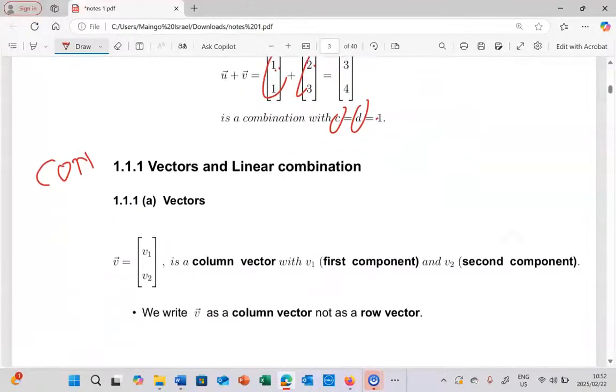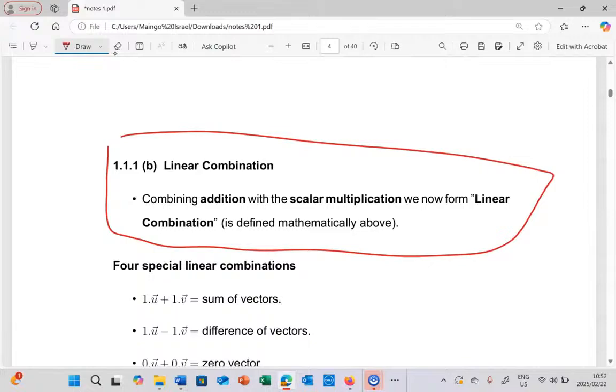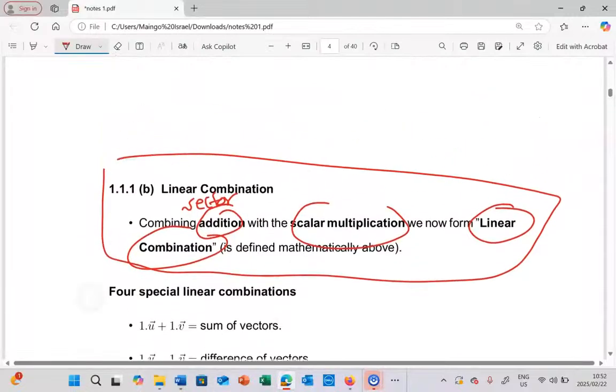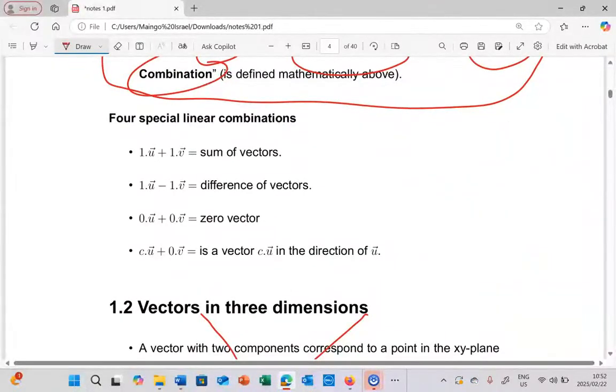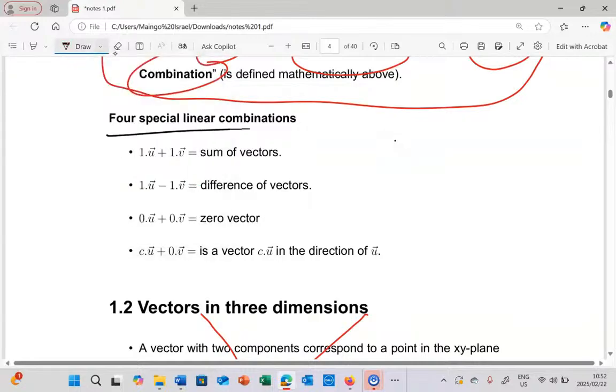So let's talk about vectors and linear combination. As I said before, there's an important point we want to highlight here: a linear combination is all about combining vector addition and scalar multiplication. When you combine these two, we form what we call a linear combination. This is also defined mathematically above. Now let's talk about the special linear combinations.